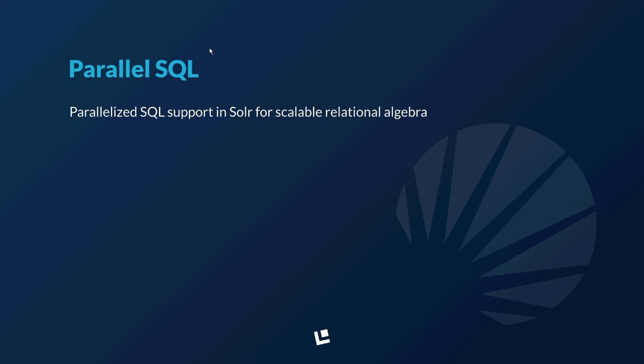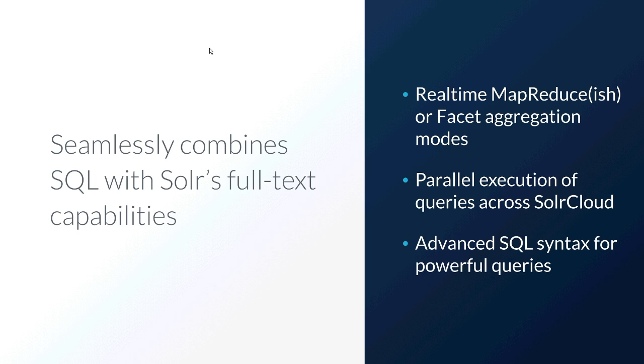So let's start with Parallel SQL, a feature that has been added to support using SQL statements to perform some really scalable relational algebra with Solr. It seamlessly combines SQL with Solr, something that I know some have looked for for a long time. And one new wrinkle is that it can work with very, very large data sets in a parallel fashion. So you can perform complex SQL queries across your SolrCloud cluster in a way that's very fast and very efficient.